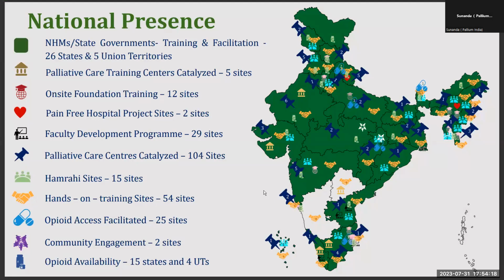Okay, so this is just a national presence map. It shows how many states we've worked in, how many centers have been catalyzed, how many on-site trainings, and faculty development. We have something called a faculty development program also, which is for the medical institutes. Then we have hands-on training sites for opioids. This is just a glance, and as you can see, the map is full all across. We have some activity happening in almost all states.